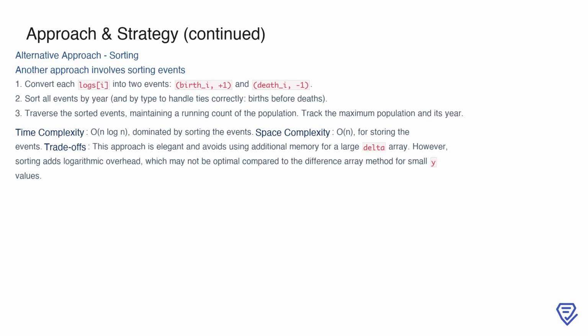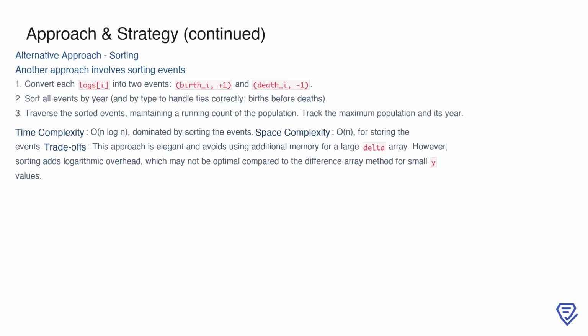Alternatively, we could use a sorting-based approach. Here, we first transform the input logs into events, where each birth is represented as year plus 1 and each death as year minus 1. These events are then sorted by year, with births taking precedence over deaths in case of ties. Once sorted, we process the events sequentially, maintaining a running count of the population. As we traverse through the events, we track the maximum population and the year when this occurs.